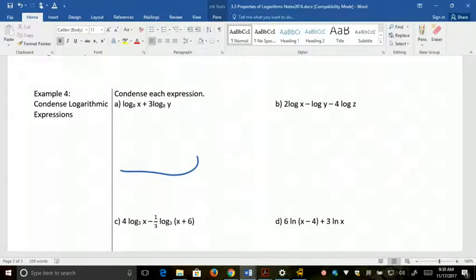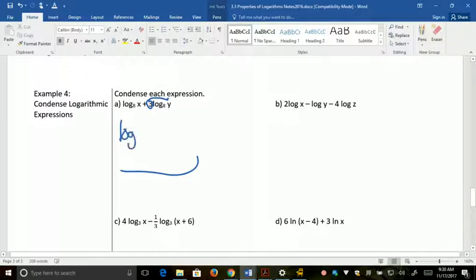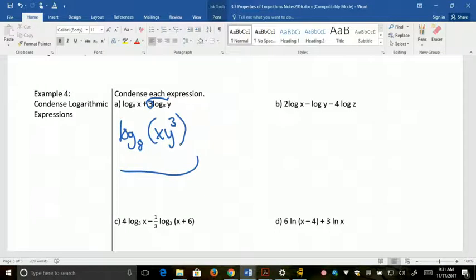So letter A is product property. Does anyone have an answer for letter A? Because you know it's product property, so it's going to be one logarithm, right? What are you going to do with the stuff that's in them? Multiply them. But first, you have to take that exponent and move it up. So this is going to be log base 8 of xy cubed. How many people got that? Good, good. Any questions on that? You can do it in 2 steps. If you want to first move the exponent, that's fine.